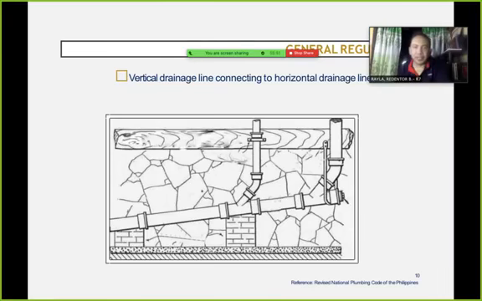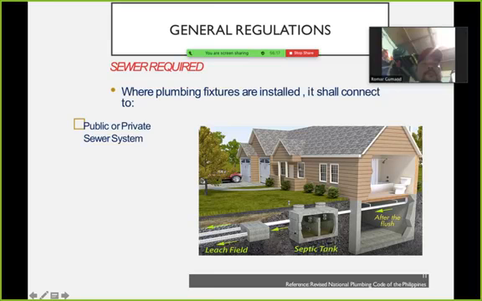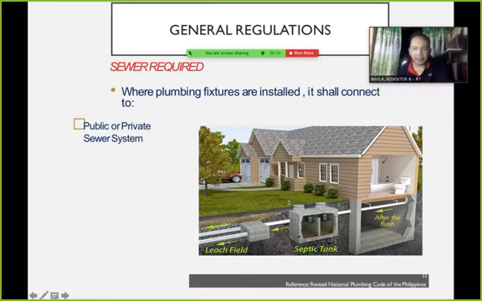So this is vertical drainage line connecting to horizontal. So this is vertical and then horizontal. We have discussed this last time. So sewer required. When plumbing fixtures are installed, it shall connect to a public or private sewer system. No? So where is the private sewer? This one, septic tank. So the product, what we call supernatant, of the septic tank will go to a leach field.